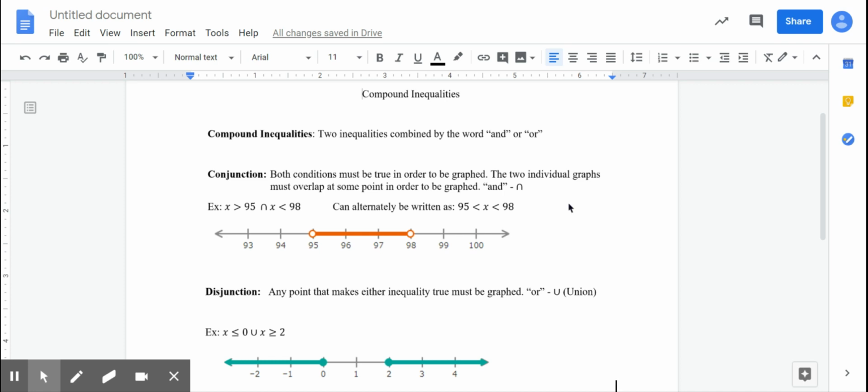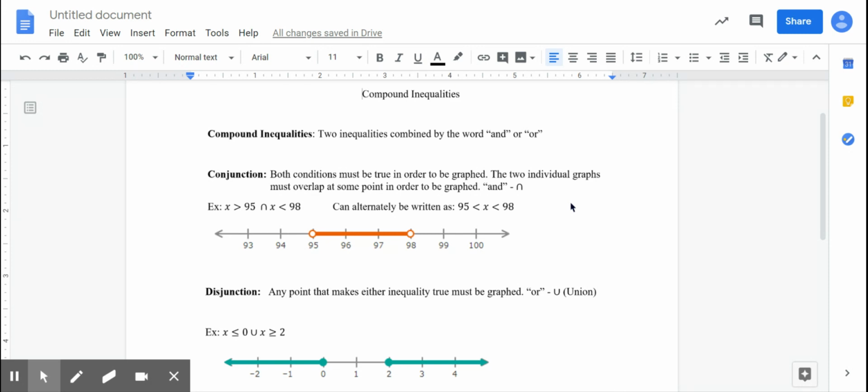Okay, guys, today we're talking about compound inequalities. Now, a compound inequality is two inequalities combined by the word and or or. Now, we've got to pick our words carefully because they're going to be very important. And is very specific, and or is very forgiving.